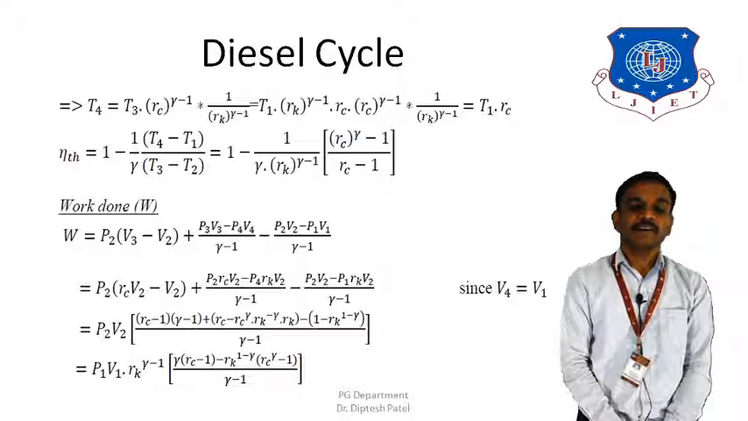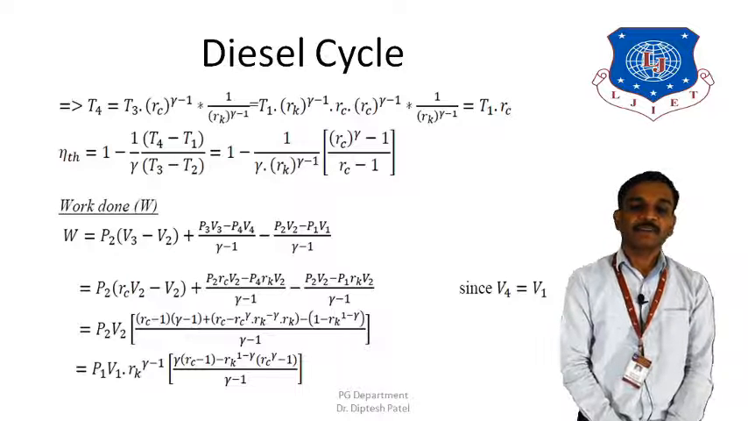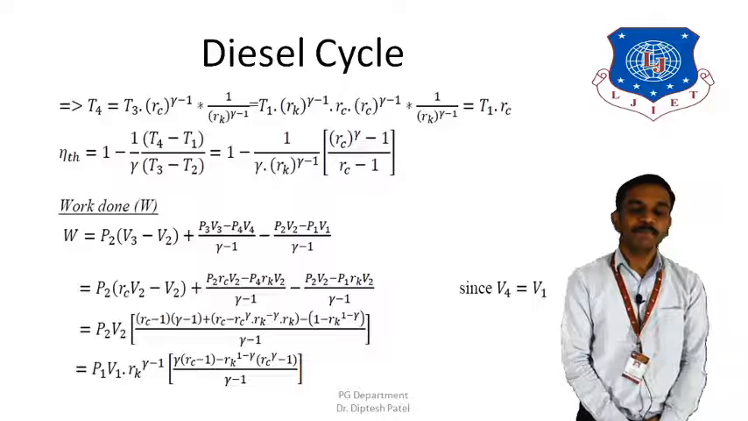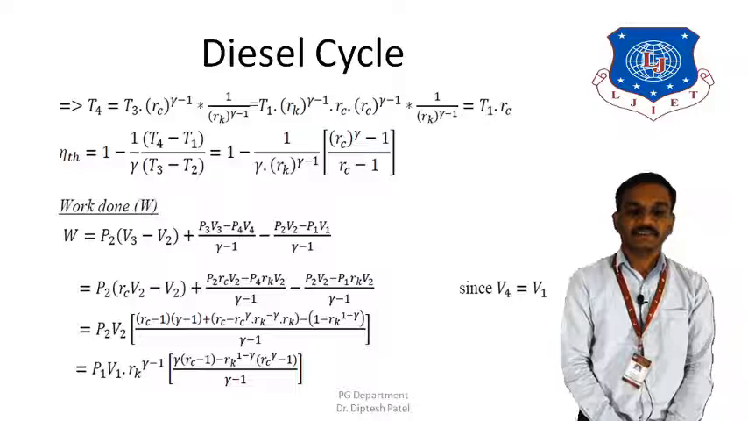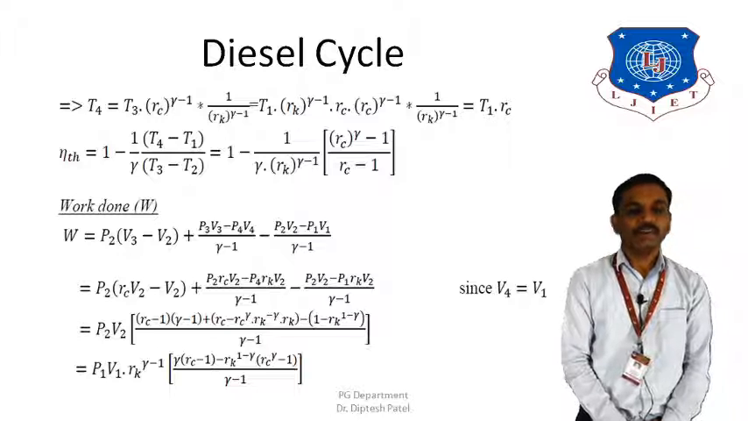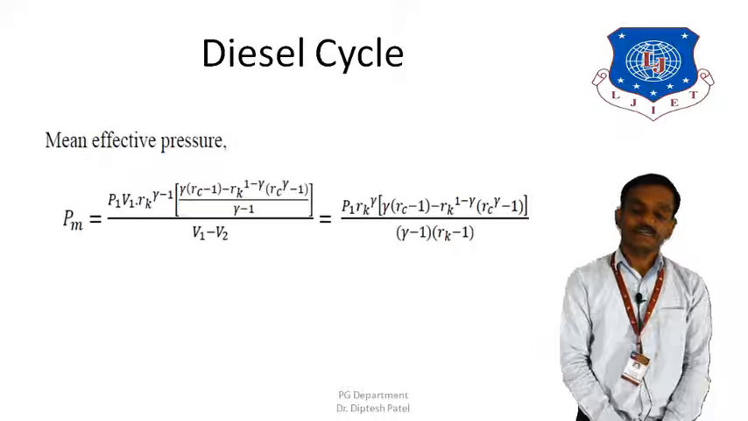Further simplification would lead us to P2 V2 into Rc minus 1 gamma minus 1 plus Rc minus Rc raised to gamma into Rk raised to gamma minus gamma into Rk, minus inside the bracket 1 minus Rk raised to 1 minus gamma upon gamma minus 1, and therefore that would be P1 V1 Rk raised to gamma minus 1, inside the bracket gamma Rc minus 1 minus Rk raised to 1 minus gamma into Rc raised to gamma minus 1, upon gamma minus 1. So that would be the work done of the diesel cycle.